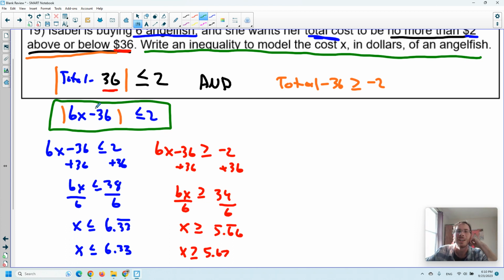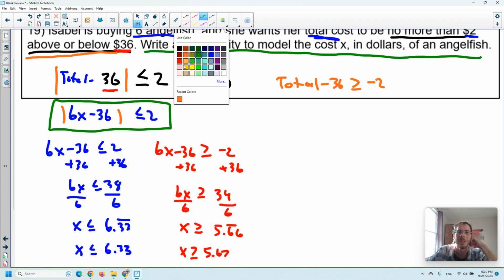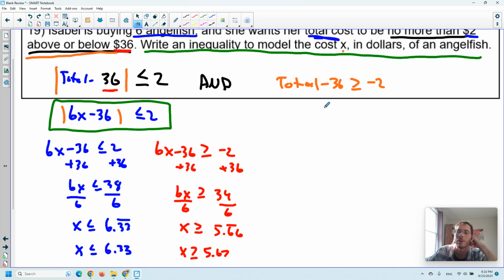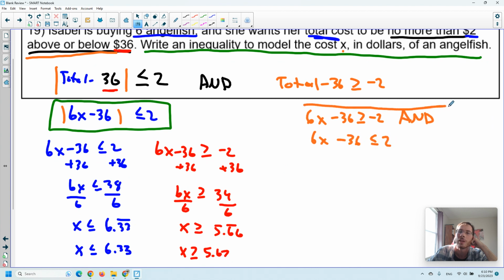That's okay. If I wanted to do it the other way, they do say to use x. I do have to use x in dollars. So if I wanted to do it with the "and", I could do 6x minus 36 is less than or equal to -2, and 6x minus 36 is less than or equal to 2. So that would be my other option, to write the compound inequality that way.